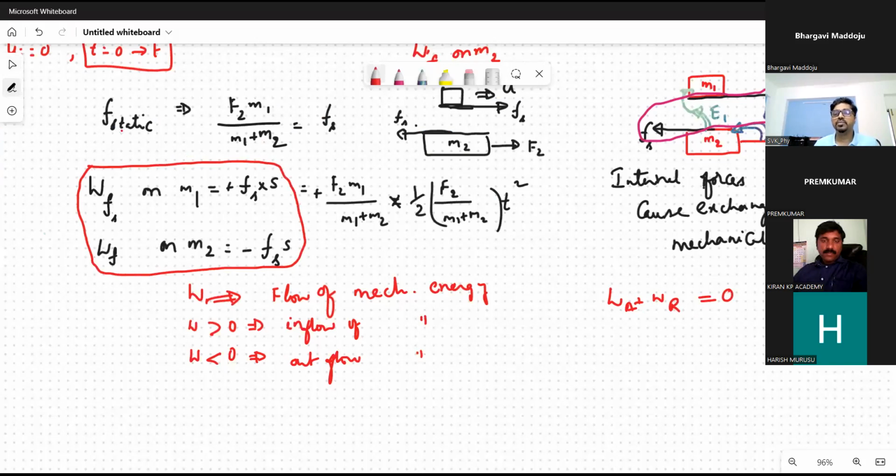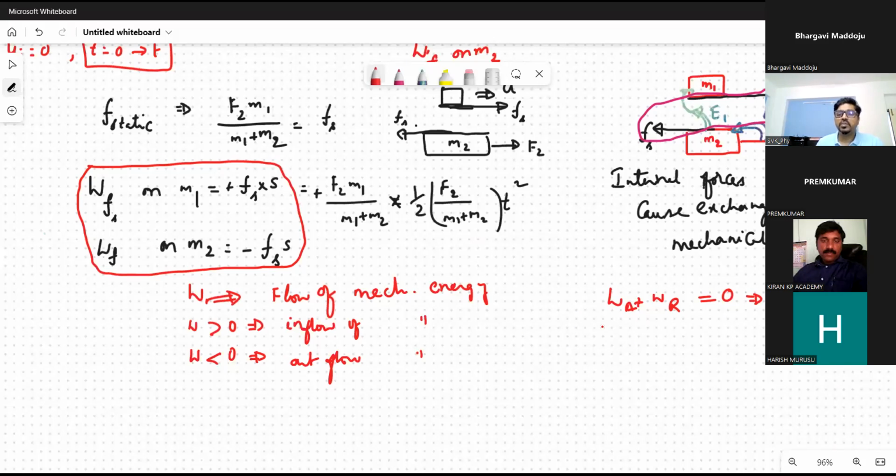Whenever work done by action plus work done by reaction is 0, it means that there is no loss of mechanical energy as a whole. So whatever energy is lost by this body is completely given to the other body, meaning there is no permanent loss of energy, just an exchange. A permanent loss has a technical word in physics, which is called dissipation. No dissipation here, simply an exchange of energy.